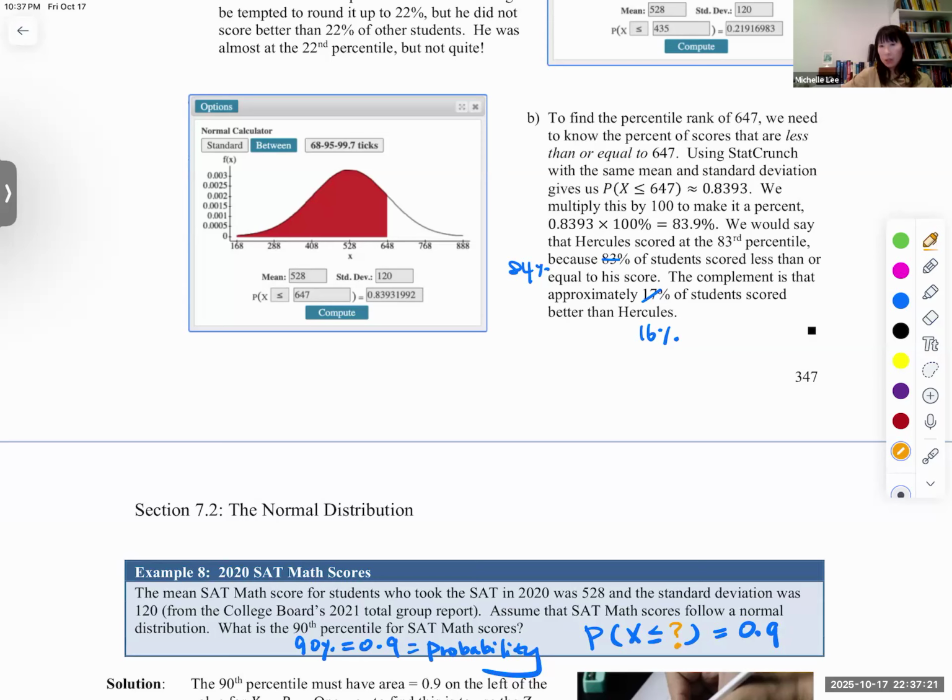Now we're going to use StatCrunch. Once again, the probability is given, and we are using the inequality less than or equal to because it's a percentile. Percentile means always below or at that point. At the 90th percentile, we make the probability 0.9. This time we are finding the X value, which is math scores. We're doing the second one.